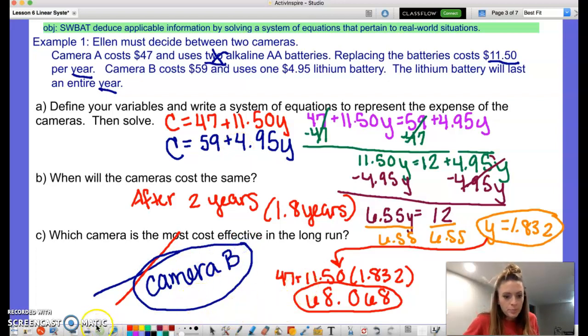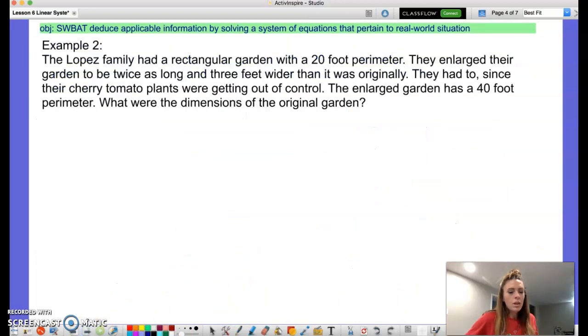So camera B. Next problem. All right, the Lopez family had a rectangular garden with a 20-foot perimeter. So let's just remind ourselves what perimeter means again.